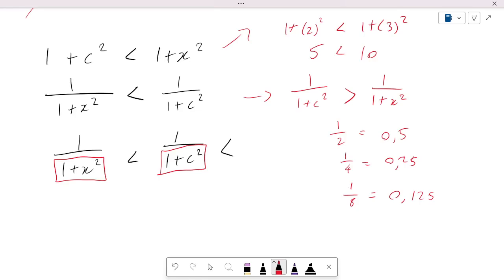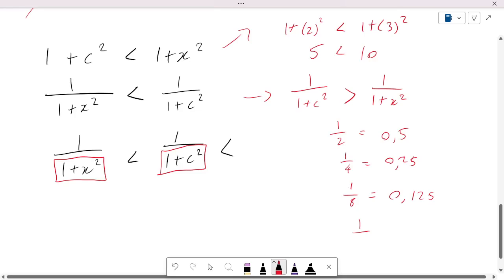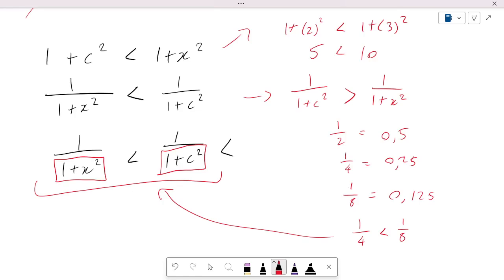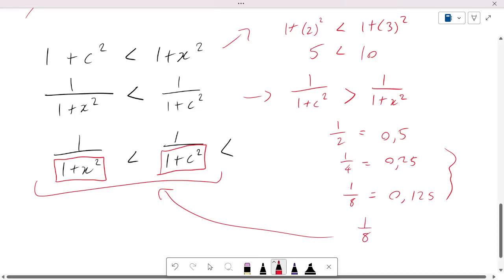And basically what we are saying over here is that 1 over 4 is less than 1 over 8, if we try and relate it to this one over here. This is based on the logic that we have. 1 over 4 is basically less... sorry, that was the wrong way around. It was 1 over 8 is less than 1 over 4. That is based on the logic we had over here. I just had to look at it again.